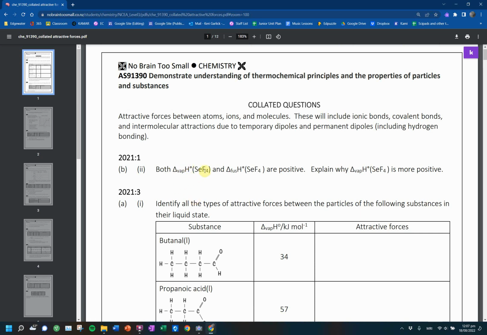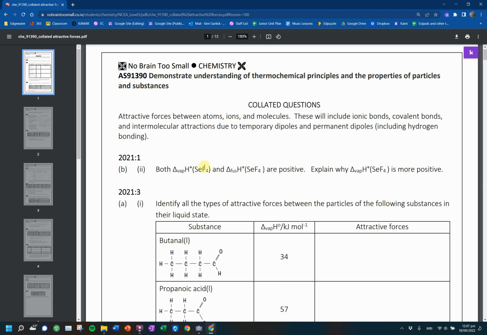You see here that they've given you the same molecule, but they're asking you to compare and contrast the vaporization versus the fusion. So fusion's talking about melting it to a liquid, vaporization is going from liquid to gas, and they're asking you why are they both positive? So they're both going to be endothermic reactions because we need to put in energy to break those intermolecular forces. And why is vaporization more than the fusion? Well, it's because we have to fully break all the bonds to release the molecules completely.